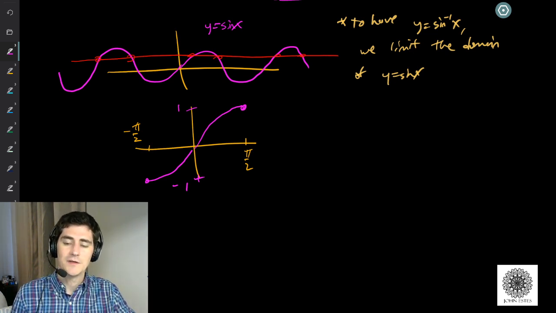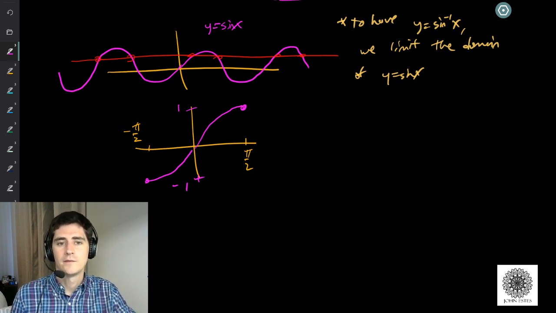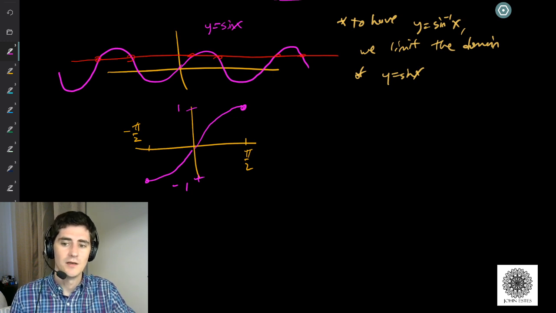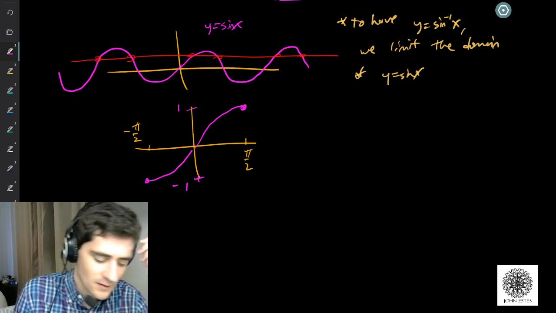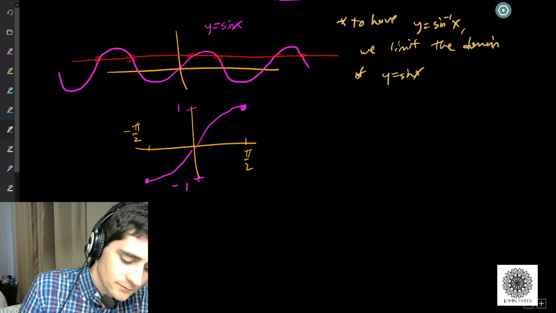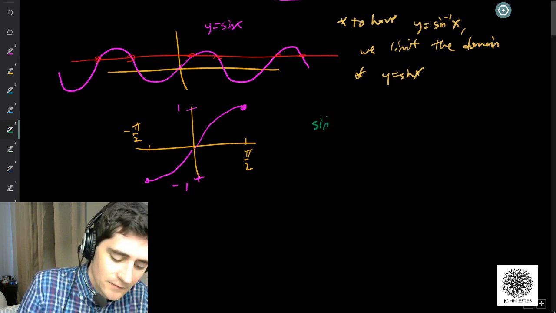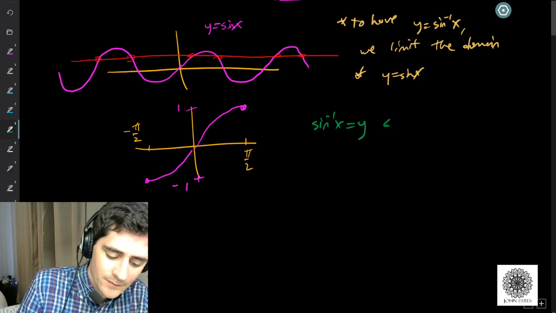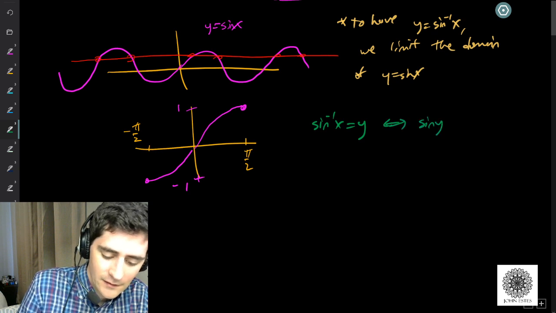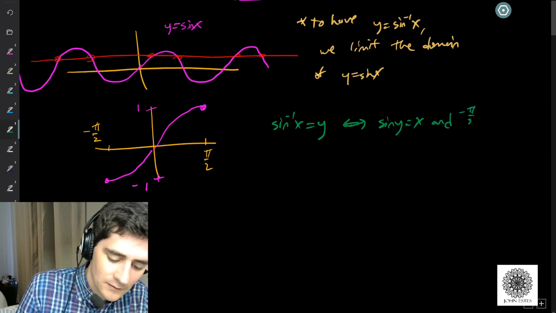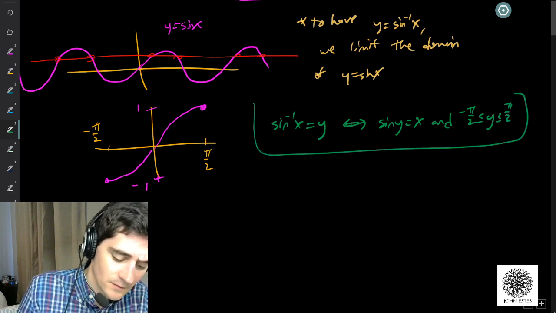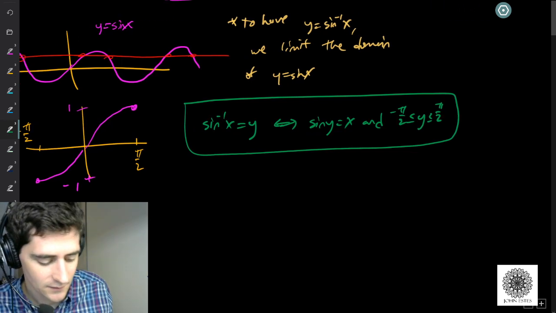And so when we're talking about sine inverse, we're not talking about a true inverse function. We're talking about an inverse of sine over a very limited domain, going from -π/2 to π/2. Okay, so what we can say here for sine inverse, we say sine inverse of x equals y if and only if sine of y equals x, and we're limiting our domain to between -π/2 and π/2. That's what we mean by sine inverse.